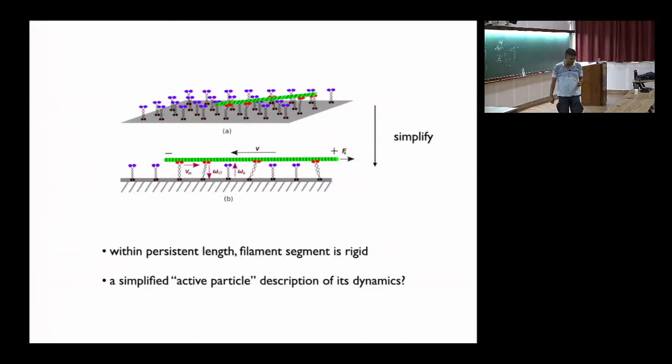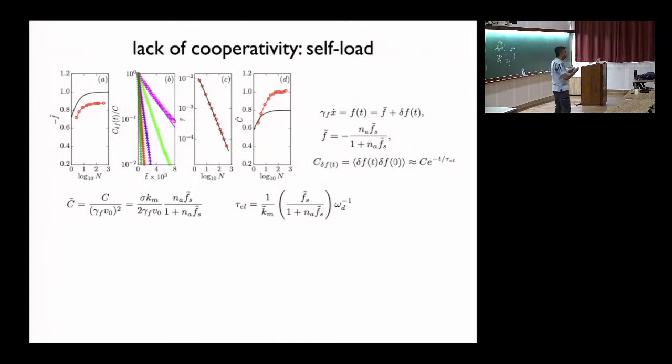So from that perspective, one of the students present here, Chitrak, had done this study. Within a persistence length, the filament segment is rigid, so it behaves like a straight line moving on top of this substrate. That means it's effectively a one-dimensional motion, which simplifies the analysis as well. What Chitrak had done is the full simulation with all the molecular motors of this rigid segment, and we ask questions about this dynamics.